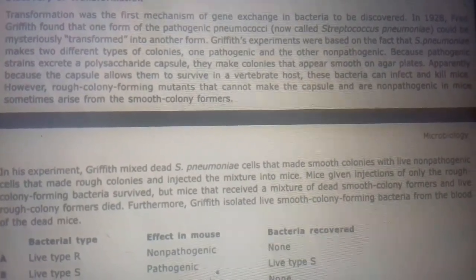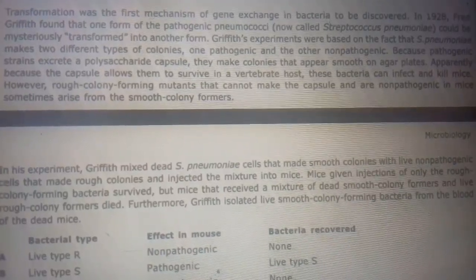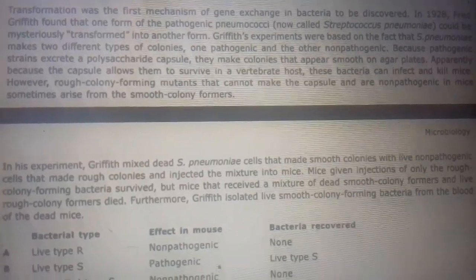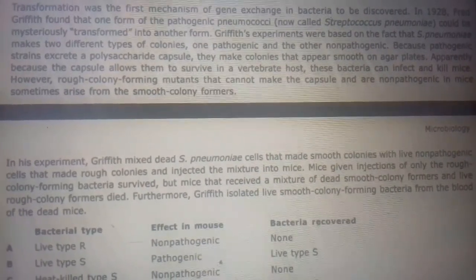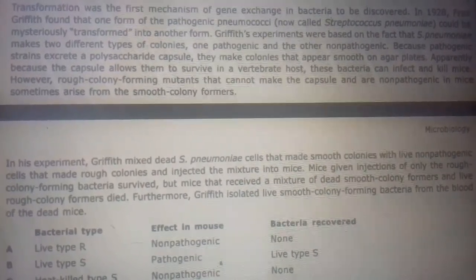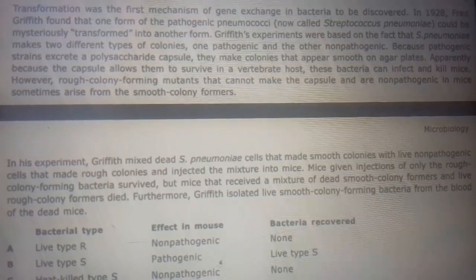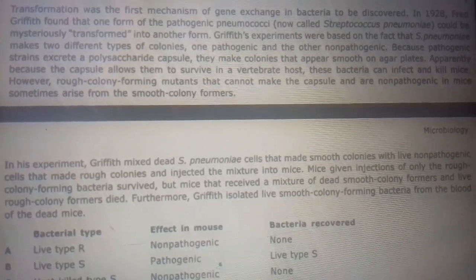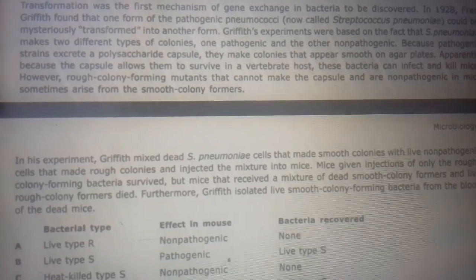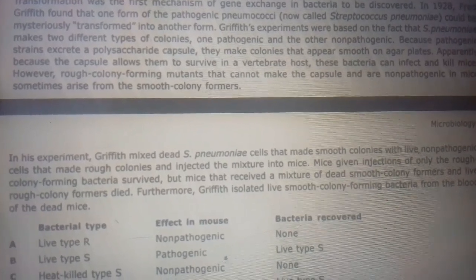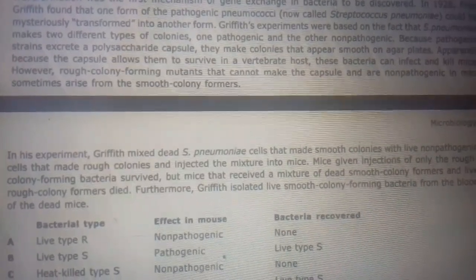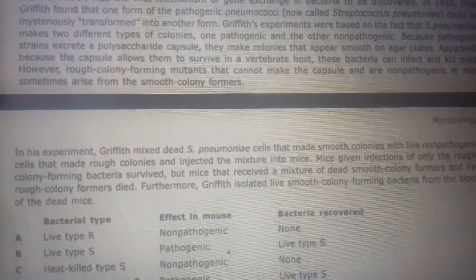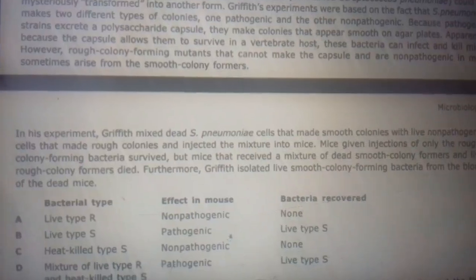Griffith's experiment was based on the fact that Streptococcus pneumoniae makes two different types of colonies, one pathogenic and another non-pathogenic. Pathogenic cells excrete a polysaccharide capsule that makes colonies appear smooth on a plate. Because the capsule allows them to survive in a vertebrate host, these bacteria can infect and kill mice. However, rough colonies can't make a capsule, are non-pathogenic in mice, and arise from the smooth colony former.